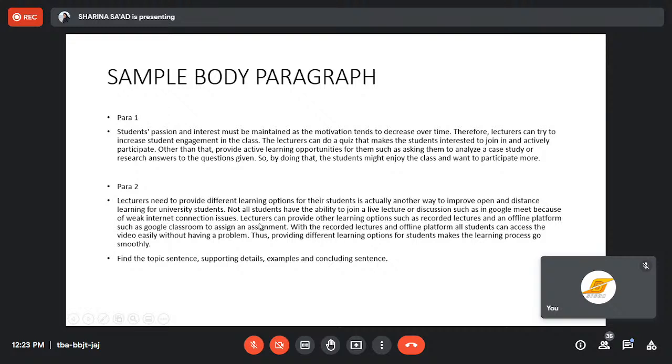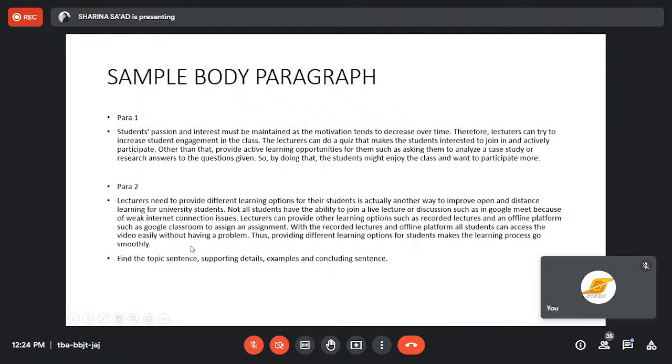And then, example. How does the lecturer provide different learning options? The example is here. Lecturers can provide other learning options such as recorded lectures, an offline platform, and Google Classroom to assign assignments. With the recorded lectures and offline platform, all students can access the video easily without having a problem. And then it closes the paragraph. Thus, providing different learning options makes the learning process go smoothly. Okay, as you can see: topic sentence, supporting detail, example, conclude.